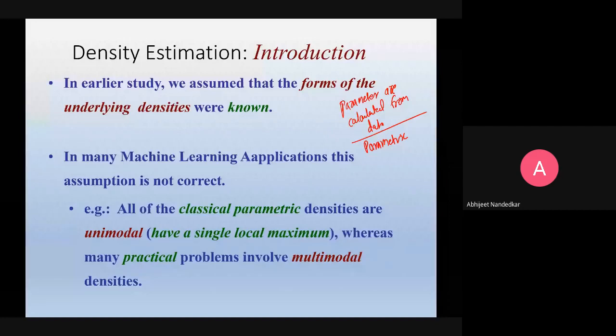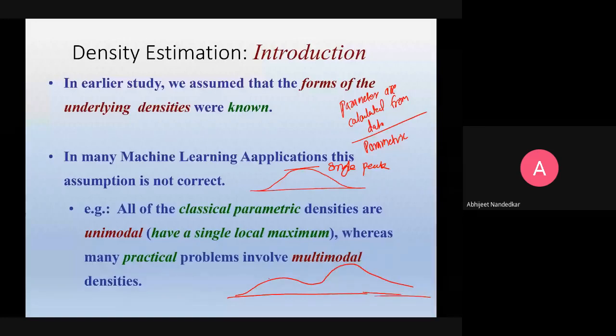Now, for example, suppose I take a multi-modal density. That means there are many peaks in my data. Unimodal means I take a normal distribution curve where there is only a single peak. Suppose I have data distribution something like this. So there are say two peaks, one is here and the other is here. I may have a third here also.